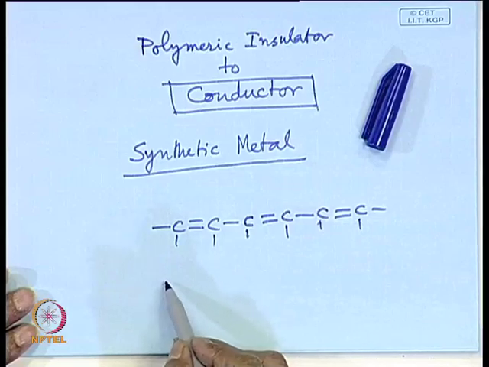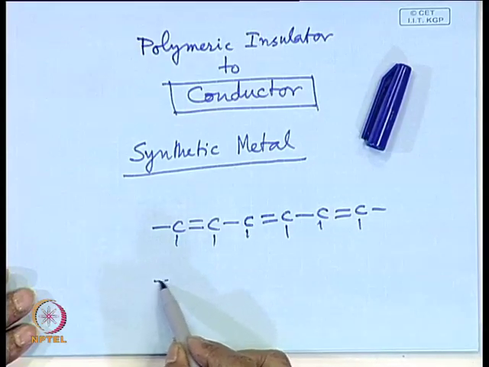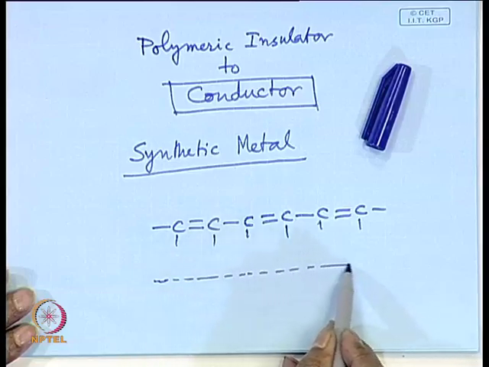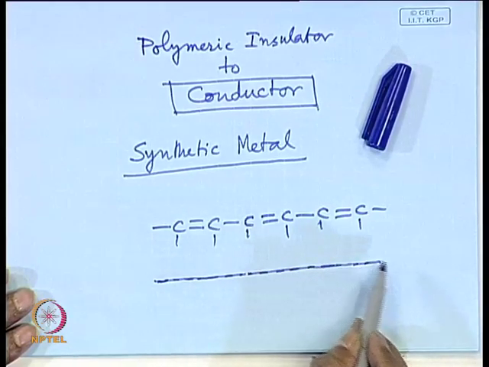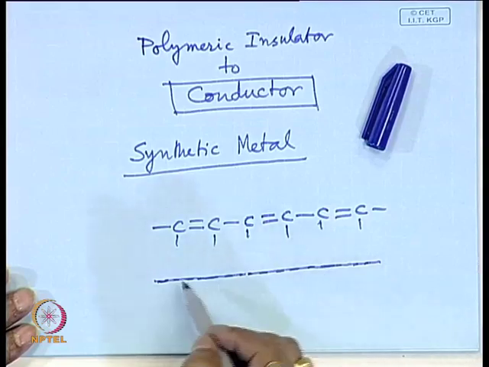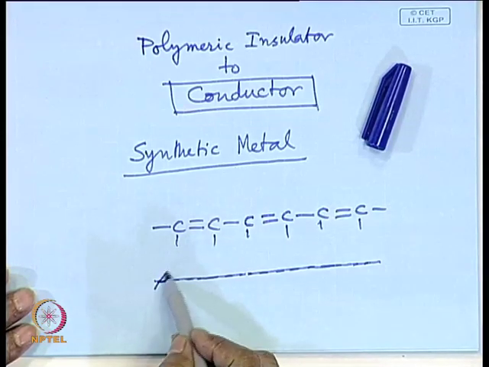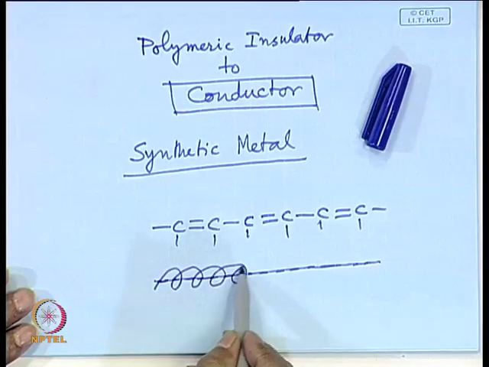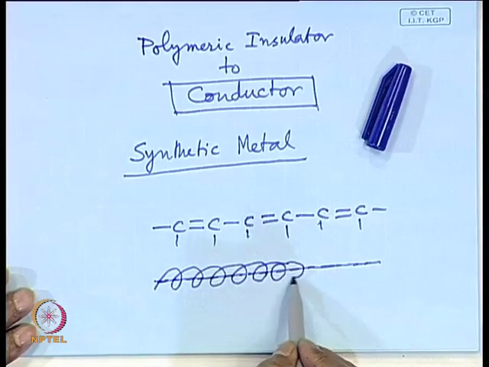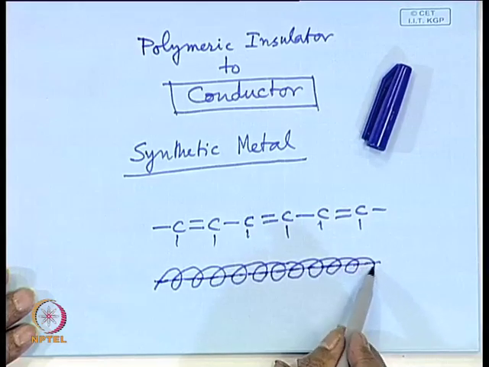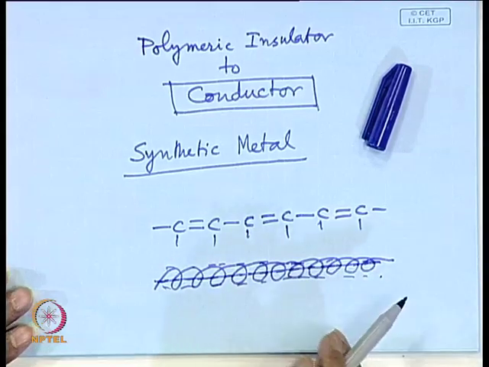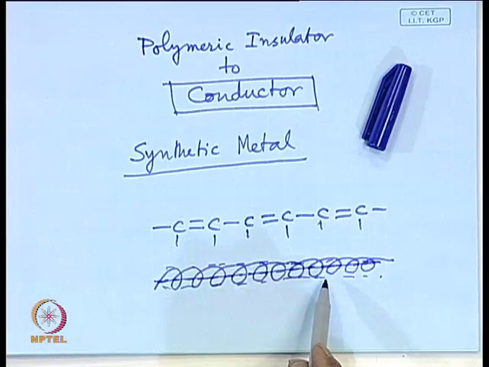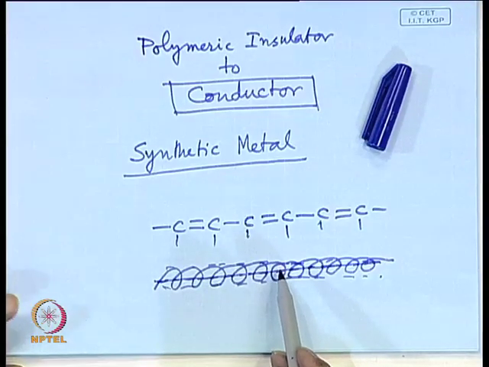That means if you have a skeleton, say a carbon skeleton like this, and over this carbon skeleton we can develop a delocalized system of electrons over this central skeletal molecule, then it can help in electric conduction.